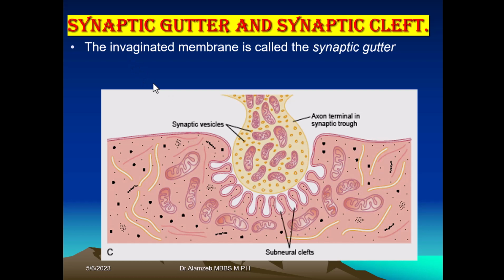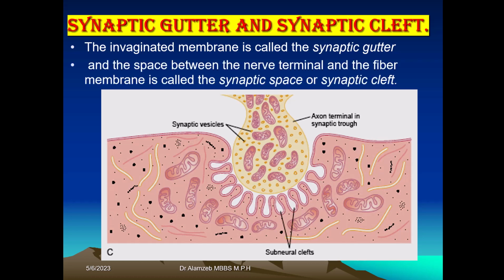Synaptic gutter and synaptic cleft. The invaginated membrane is called a synaptic gutter. This is the membrane, and at this point it is invaginated or depressed, and this invagination is called the synaptic gutter. And the space between the nerve terminal and the fiber membrane is called the synaptic space or synaptic cleft. Here you can see that this is the neuron terminal, the axon terminal, and here we have a space. This space is called the synaptic space or synaptic cleft.